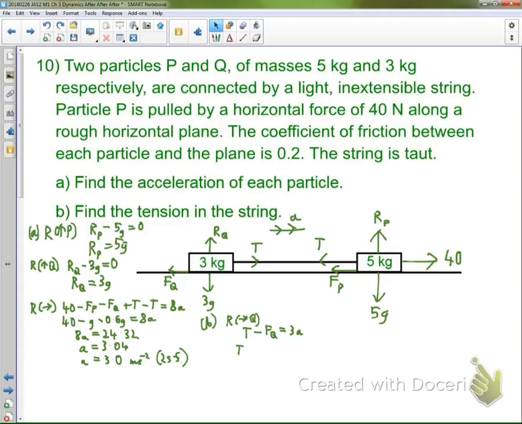So here we only have the mass of Q coming into the equation. So that tells us that T minus 0.6g is equal to 3 times our 3.04. Now we want to use the true value, not the rounded value that we found. So then that tells us that T is equal to 9.12 plus 0.6g. So then T is equal to 15 newtons.